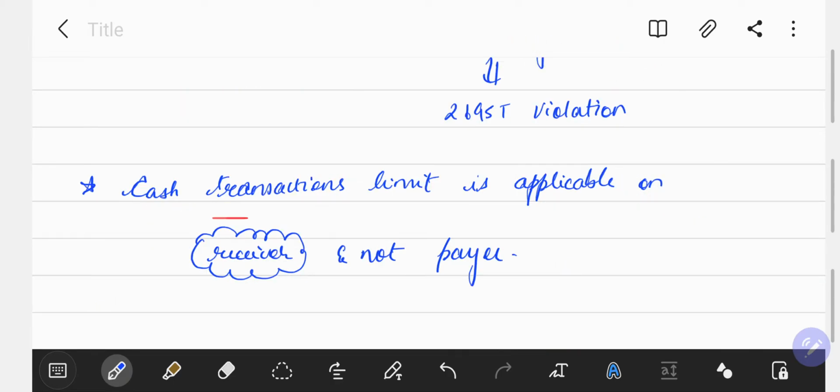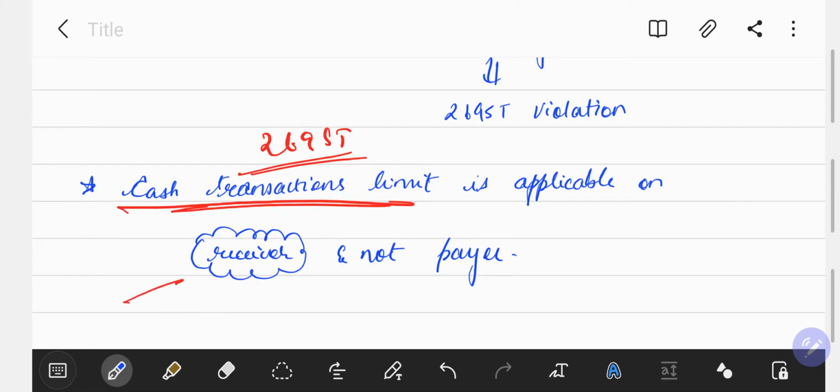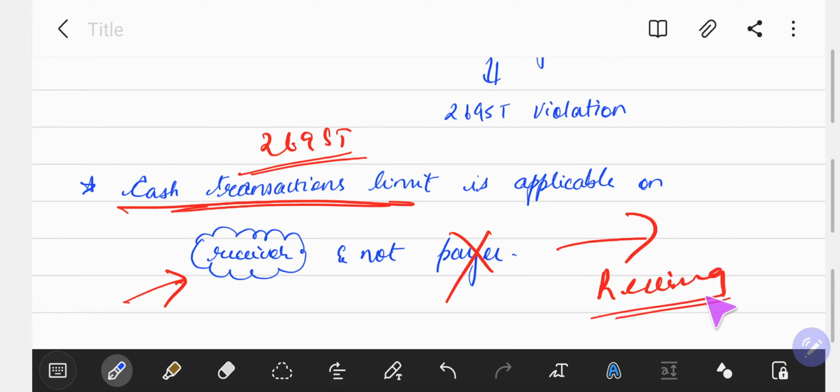Another important condition is that this cash transactions limit, that is section 269ST, is applicable on the receiver and not the payer. So the person who is paying the amount is not covered here, but the person who is receiving the amount. So the recipient has to be very careful that he should not receive cash of 2 lakh rupees or more. He should receive the cash below 2 lakhs.